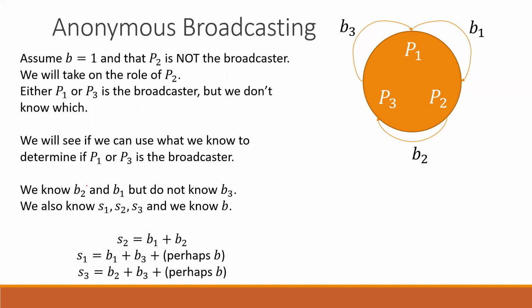Okay, so we're going to assume that the bit we're broadcasting is a 1. We're going to assume that P2 is not the broadcaster. We are going to be P2, and we're going to try and figure out who broadcasts the bit. So P1 or P3 is the broadcaster, but we don't know which one. So we're going to look at all of the information we have and see if we can determine who is the broadcaster.